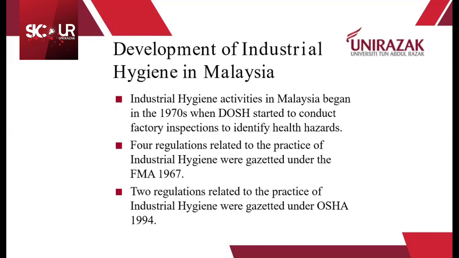So di Malaysia pula, industrial hygiene activities in Malaysia began in 1970 when DOSH started to conduct factory inspection to identify health hazard. So kita cuma ada FMA bermula tahun 1967 dan industrial hygiene secara actively bermula pada 1970. Four regulations related to the practice of industrial hygiene were gazetted under the FMA 1967. Two regulations related to the practice of industrial hygiene were gazetted under the OSHA 1994.